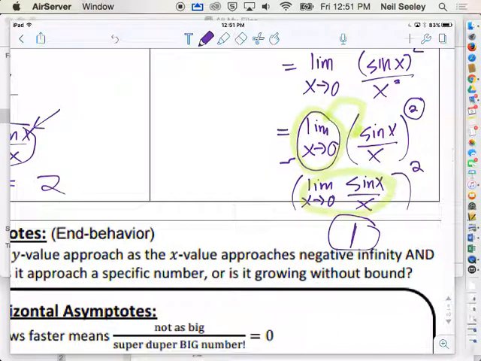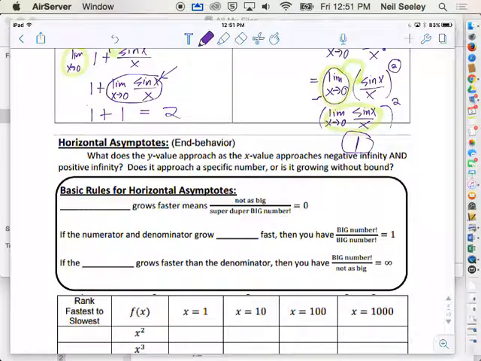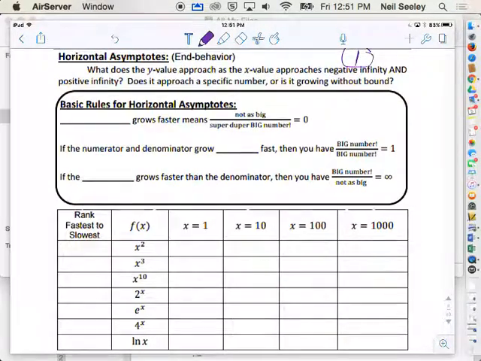All right. That brings us to what's called limits at infinity. We're going to talk about end behavior in a minute.